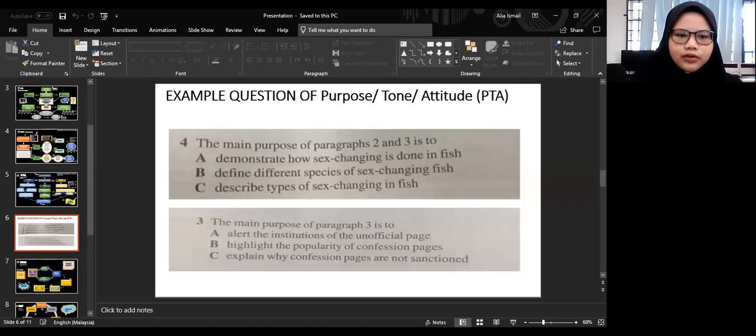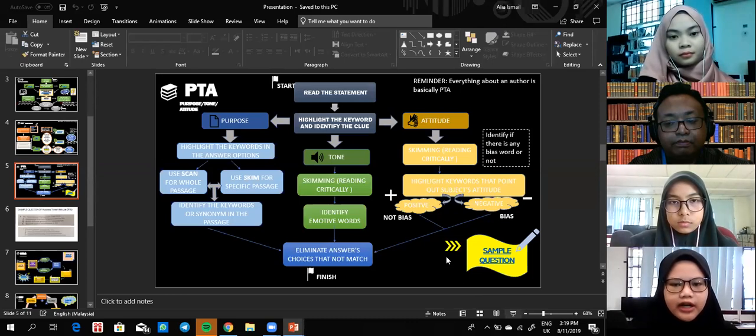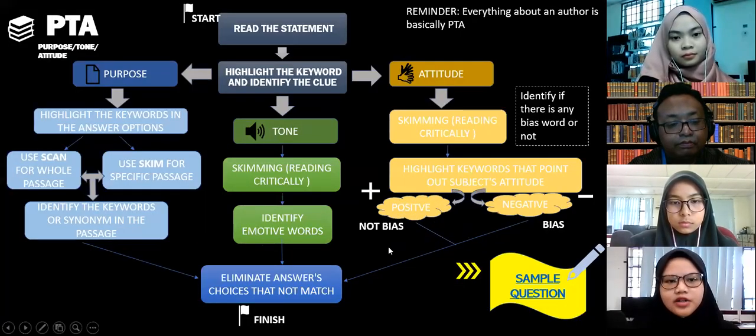Today, my part is to explain and assist all of you on how to answer MUET reading questions in the part of PTA. PTA represents purpose, tone, and attitude. For further information, first let's take a look at the slide that has been prepared. This is the SOP on how to answer PTA questions.